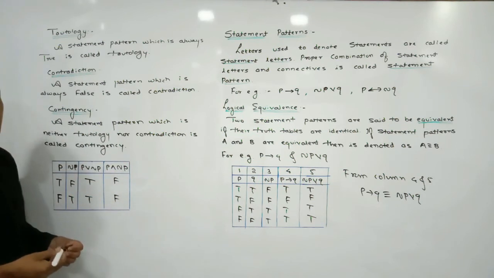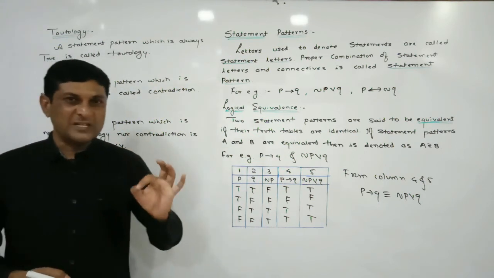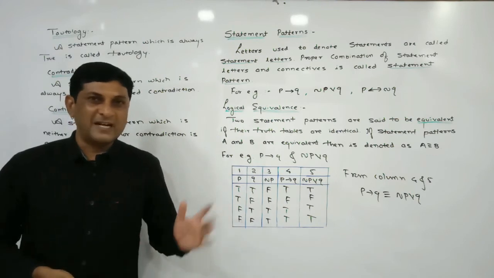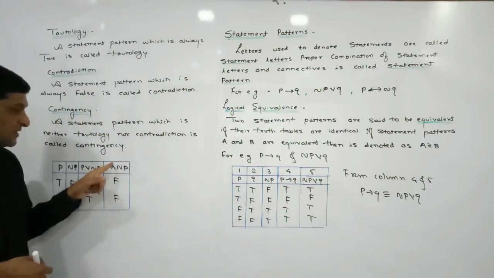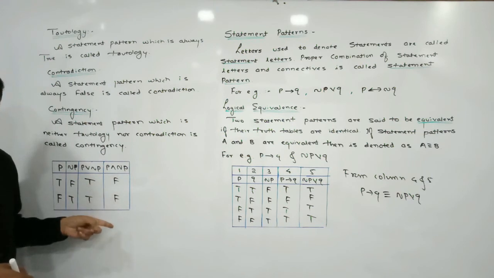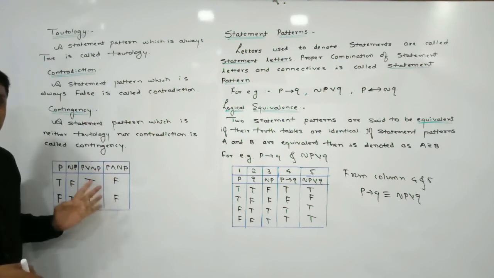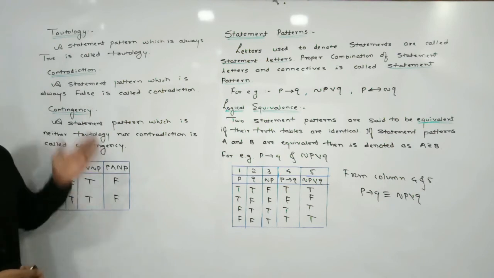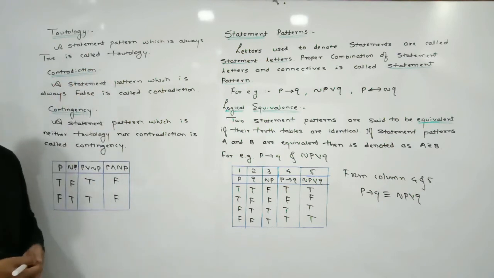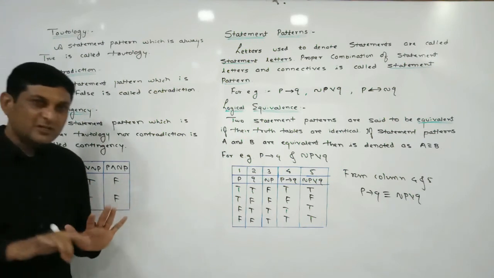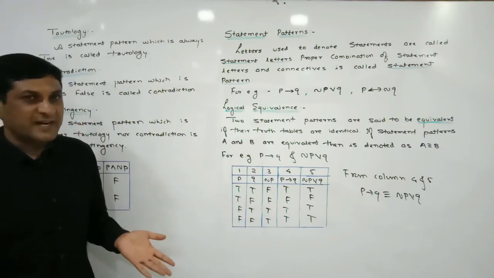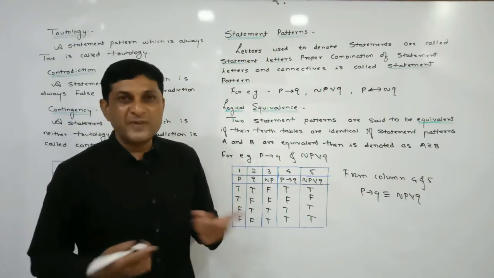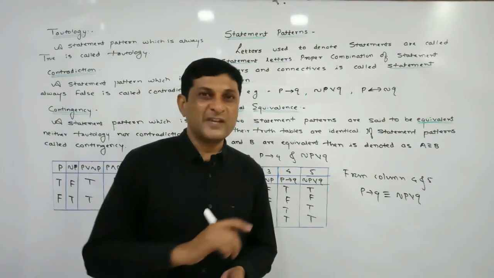In case of AND, simply remember that if at least one statement is false, the truth value of AND will be false. Here we can observe that the truth value of this statement is FF, which means this statement is always false, and since it is always false, it is called a contradiction. And contingency: contingency means a statement which is neither a tautology nor a contradiction. Tautology means always true. Contradiction means always false.